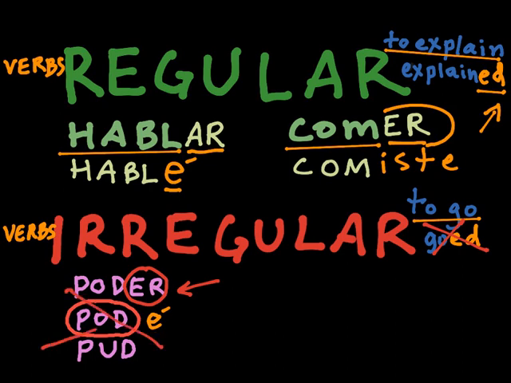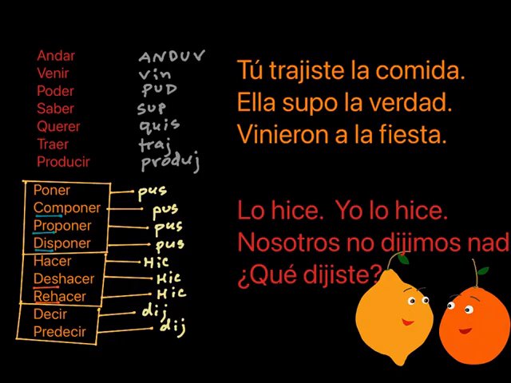It is very wrong. Why is it wrong? Because the root of the verb changes slightly. It will be pud. And then you add e without the accent mark, and it will be pude, and it means I could. So therefore, this verb is irregular, and you need to memorize that the root of the verb and the ending are slightly different from the regular verb. Okay, so let's move on.